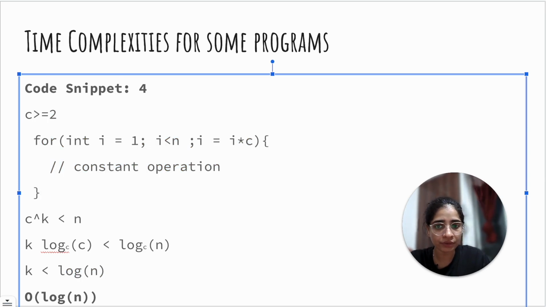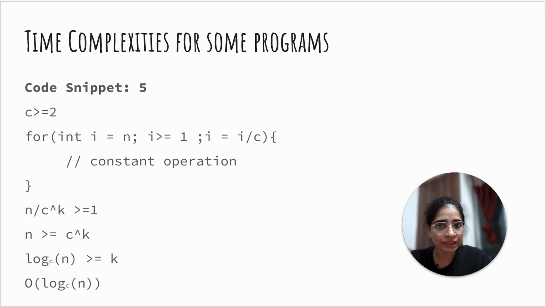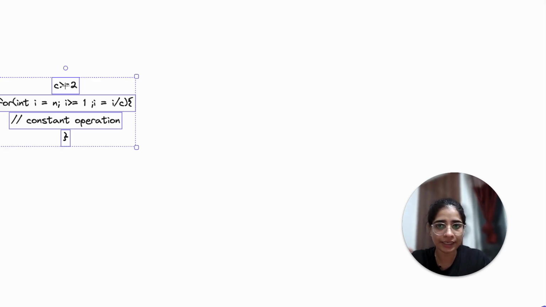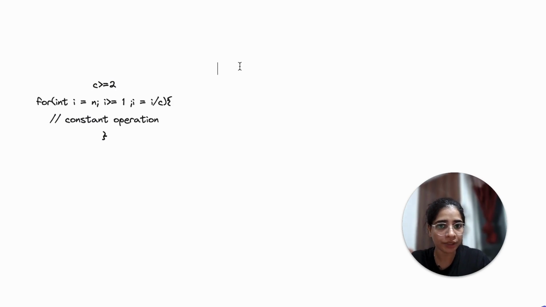Okay, I hope this is clear. Now let's come back to code snippet number 5. I'll just copy this code in order to understand it in detail. So I am assuming c equals 2, and n, let's say 100, is a big number. First of all, at the first iteration, what is i?